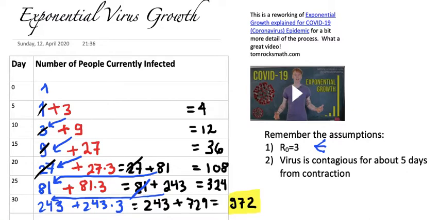So what does this mean? This means that you started with 1, and at the end of the month, this one person has 972 active cases. Now notice that this is not even the sum, right? We're not adding all of these up. This is just how many sick people we have on day 30.